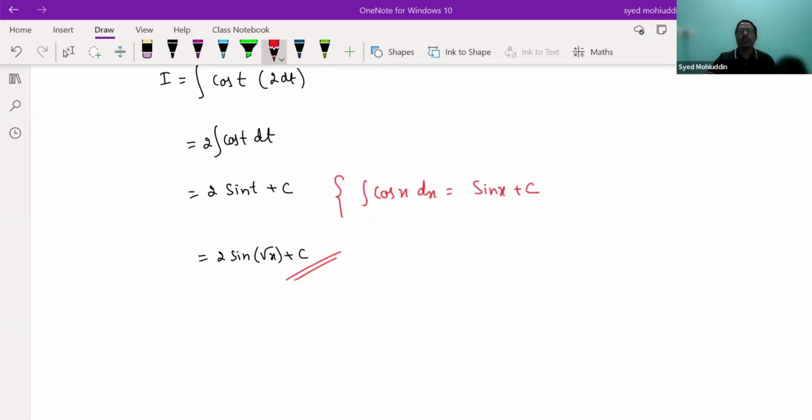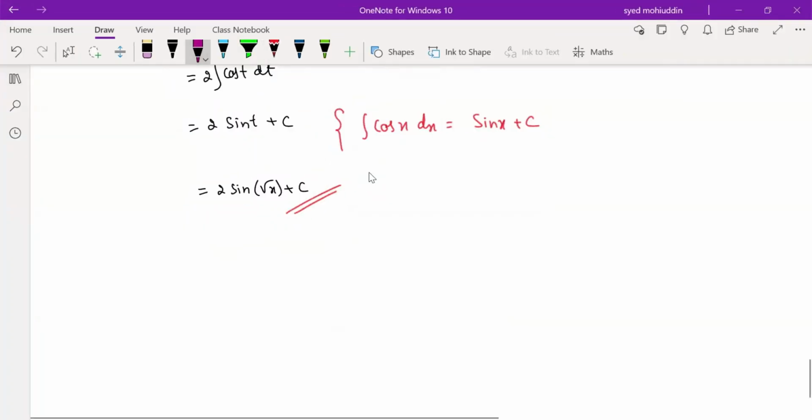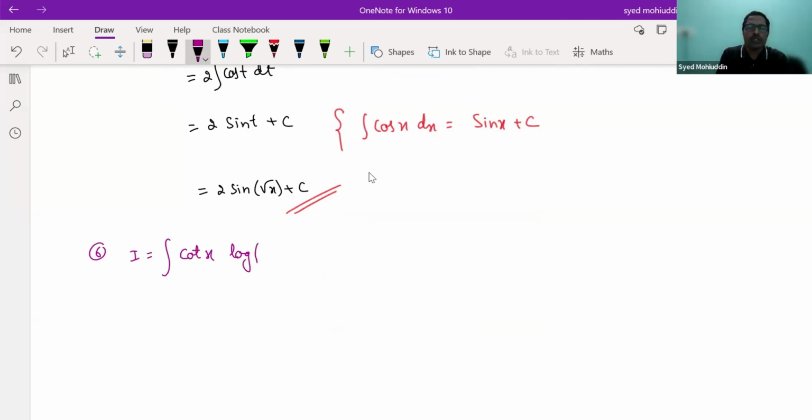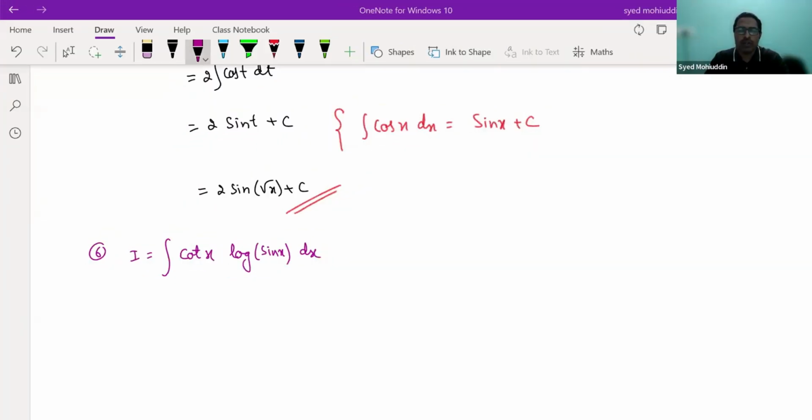Let us take the next question. Integral of cot x log of sin x dx. That's the question you're having: cot x log of sin x.